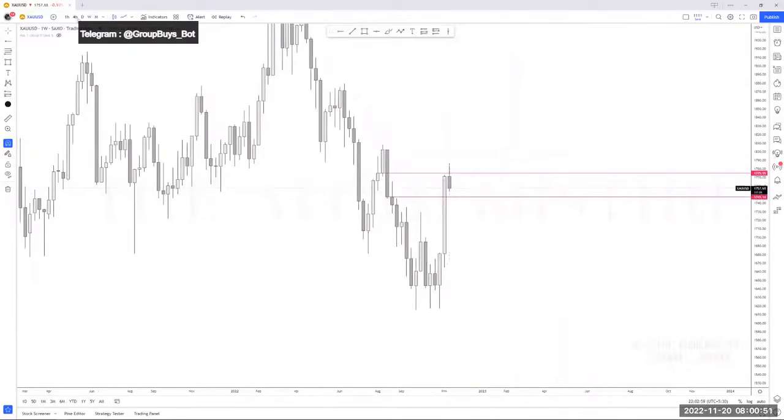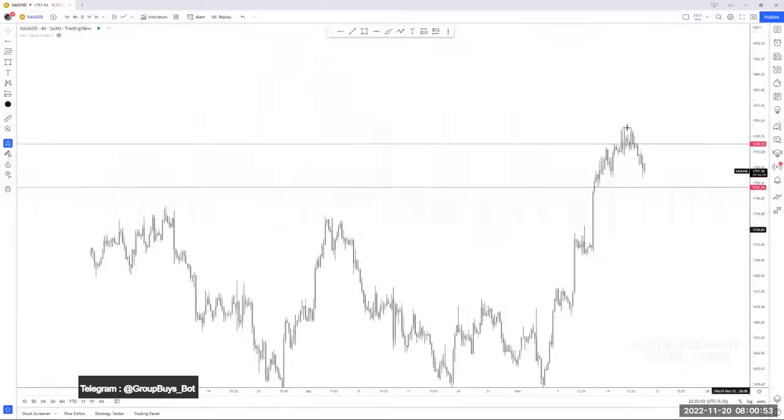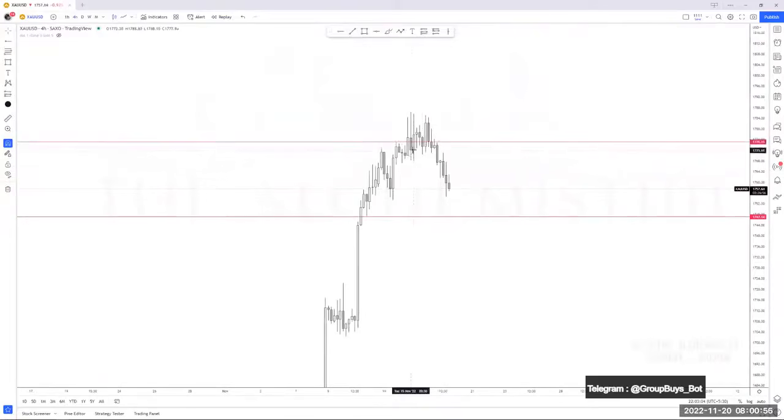Even until it gets here, what can we do? Sell it. Because two time frames lower, we have even gotten our breakout structure. So until it gets here, we're selling it.